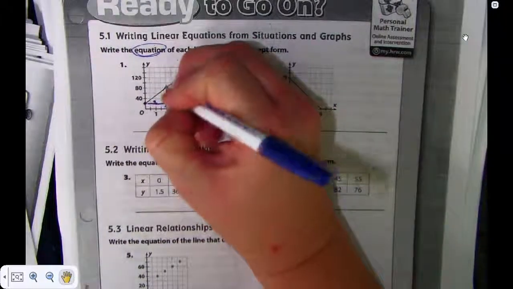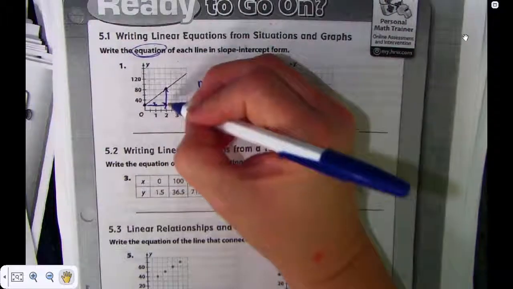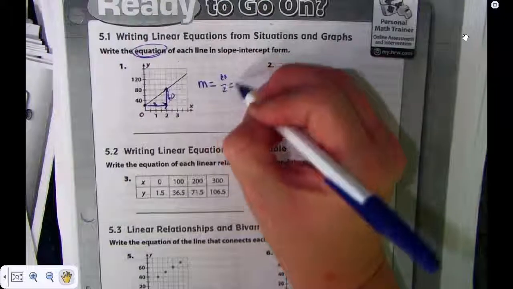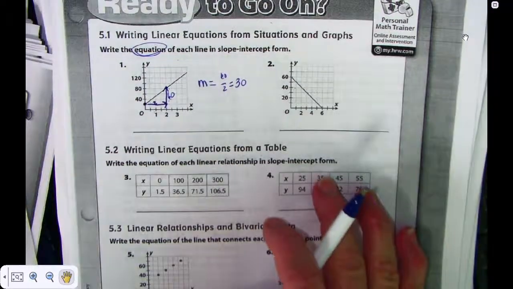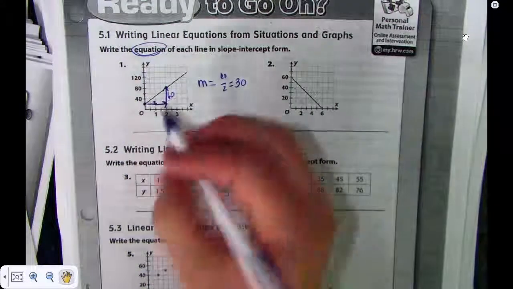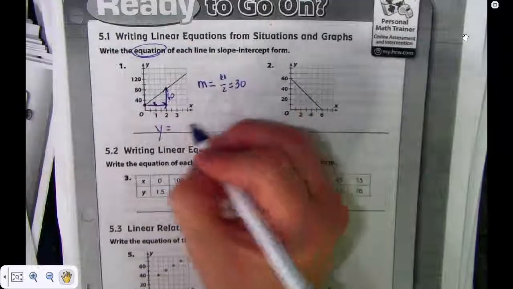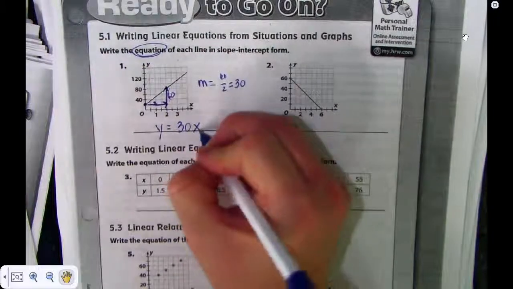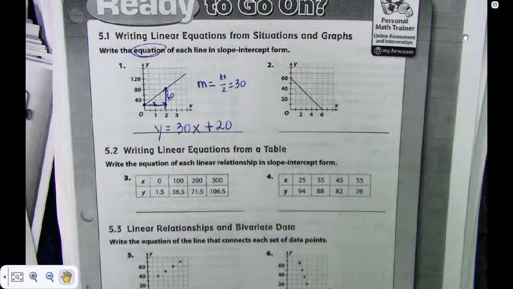Then I'm going up. What am I counting by over here? 20s. So that's going to be 20, 40, 60. 60 over 2 is 30. So everybody together is going to say the equation. Everybody together. Y equals 30x plus 20. Where in the world did you get 40 from?